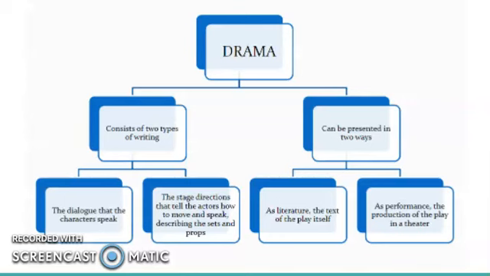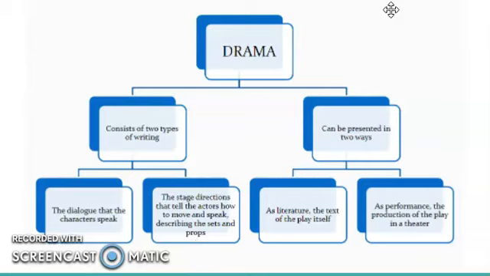So if we look at drama, the genre, it's going to consist, like I said, of two types of writing. We have the dialogue, which is what the characters are speaking, and then also there are going to be stage directions that tell the actors how to move and speak, and then they also describe the sets and props.